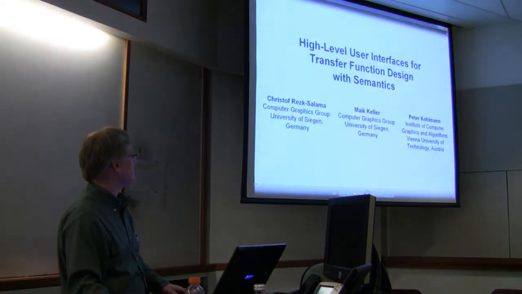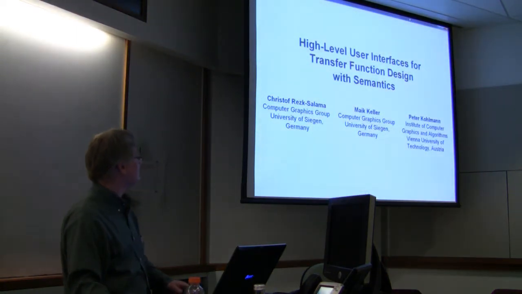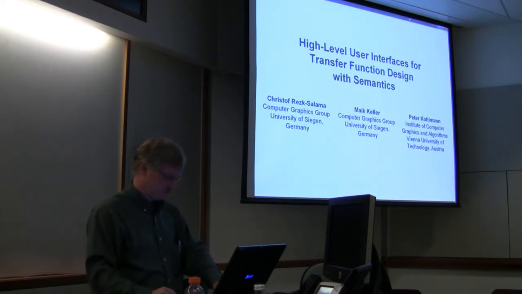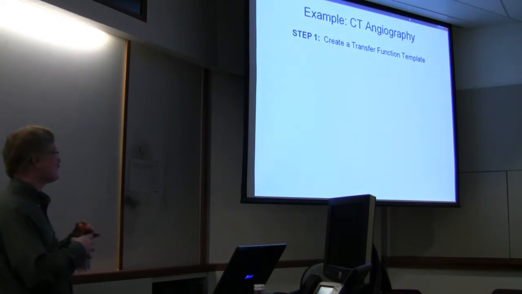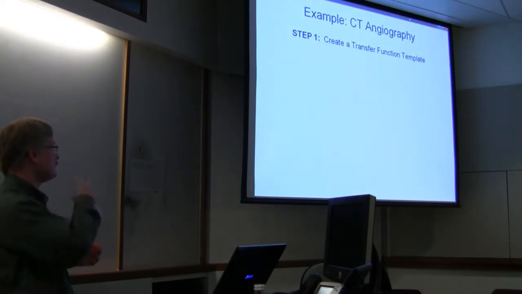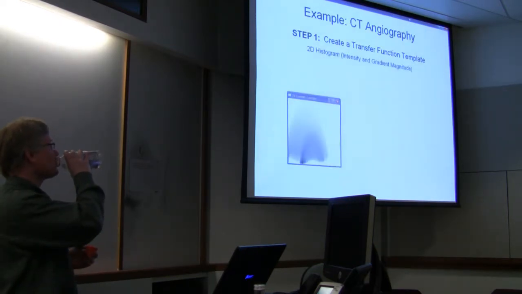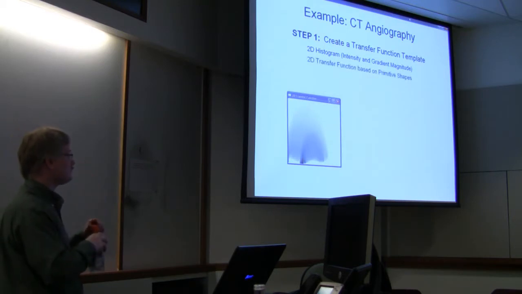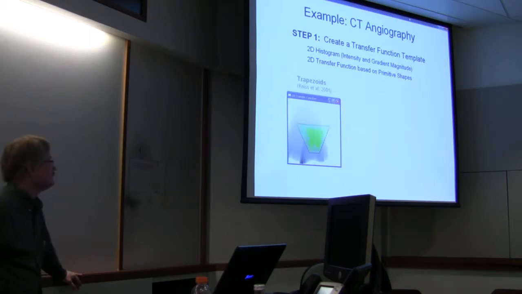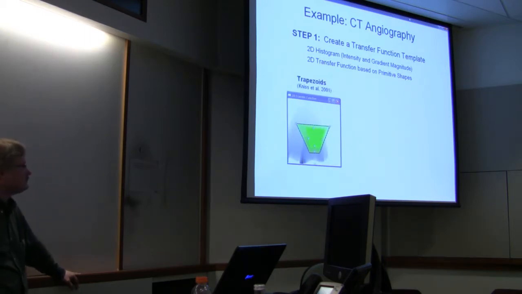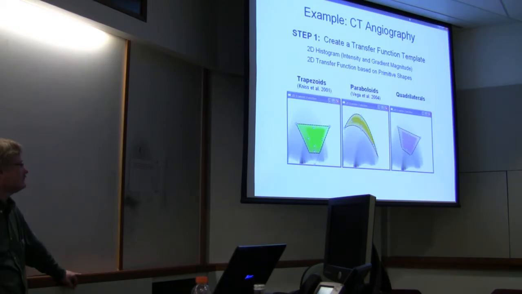We demonstrate the technique proposed in the paper by designing a semantic model for CT and geography data and two-dimensional transfer functions. The 2D transfer function is specified based on intensity and gradient magnitude. The basic editor that we used for creating transfer functions supports different types of primitive shapes, such as trapezoids, paraboloids, and quadrilaterals.